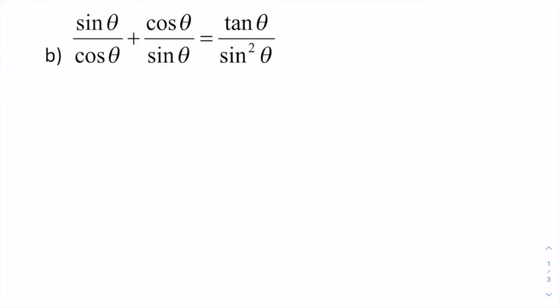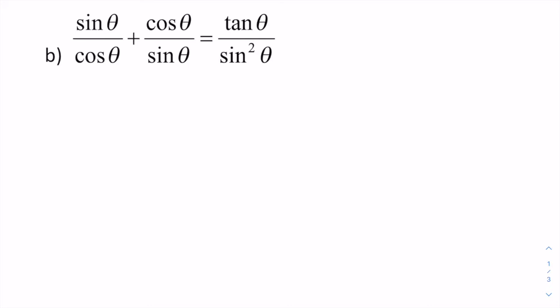For our second example, we have sine theta over cosine theta plus cosine theta over sine theta equals tan theta over sine squared theta. So the first thing we do is we choose the side that we think is more complex to manipulate. So in this case, it's going to be the left side because we have fractions being added, which definitely makes this more complex. So let's start by adding these fractions.